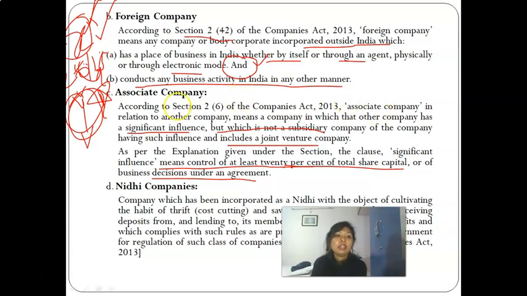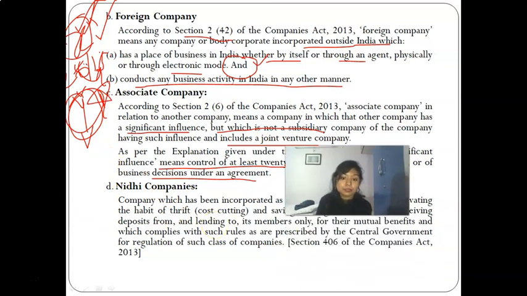I had already said. Associate company in relation to any other company, that is X Limited, means a company in which X Limited, that is the other company, has a significant influence, but which is not a subsidiary company of the company having such influence, and includes a joint venture company. As per explanation, significant influence means a control of at least 20% of total share capital, or may affect the business decision via any agreement, that is joint venture.